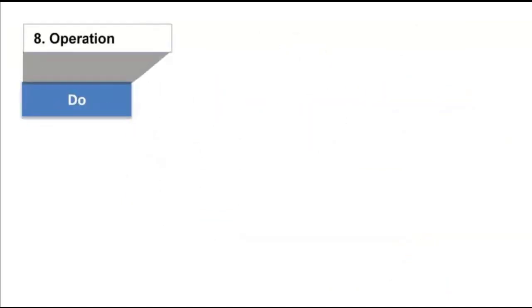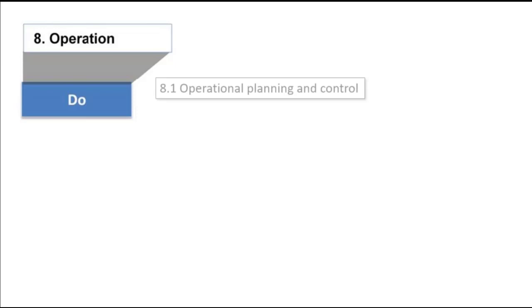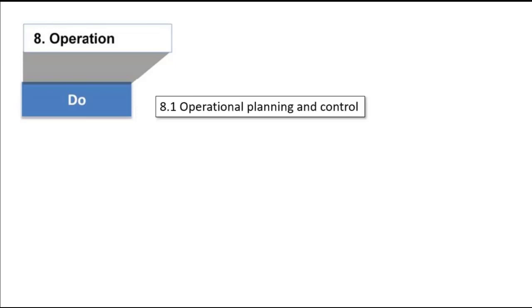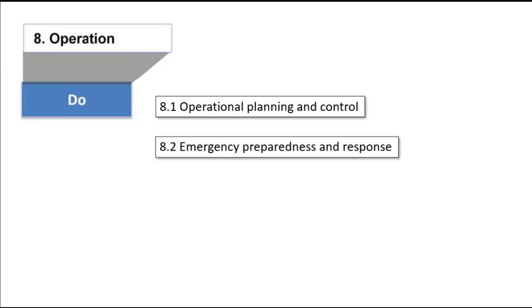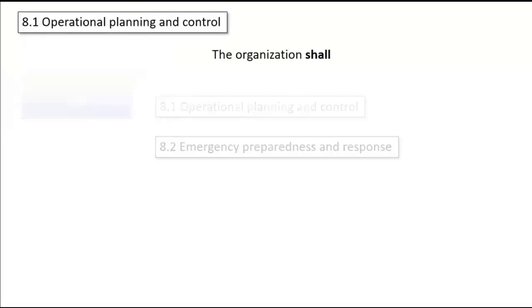So today we will continue on clause 8, which is the operations. This is under the PDCA, under the phase Do: plan, do, check and act. Under clause 8 operation, there are two subclauses, which are operational planning and control, and also emergency preparedness and response.